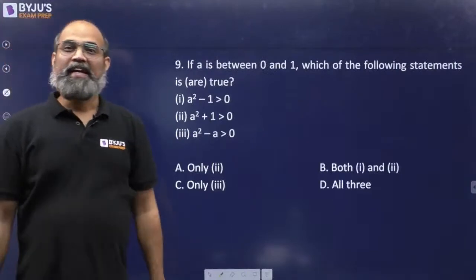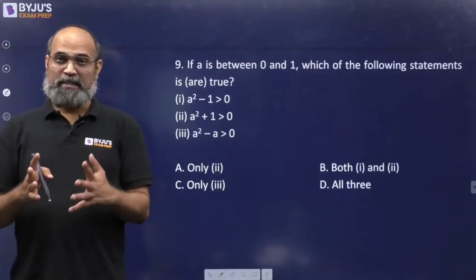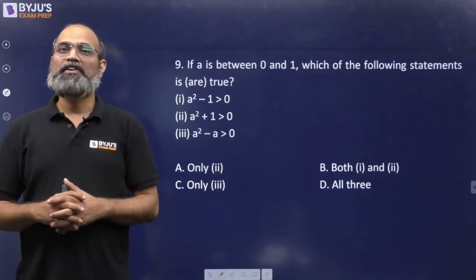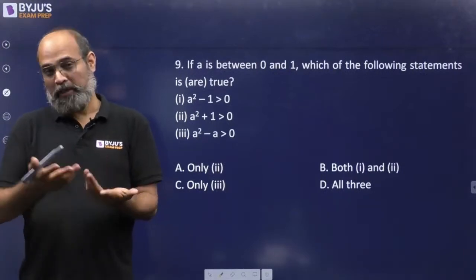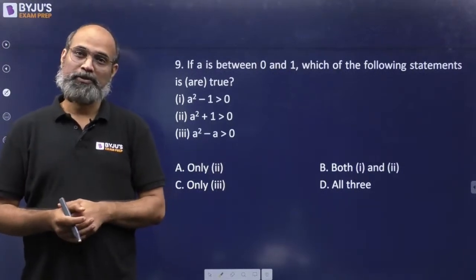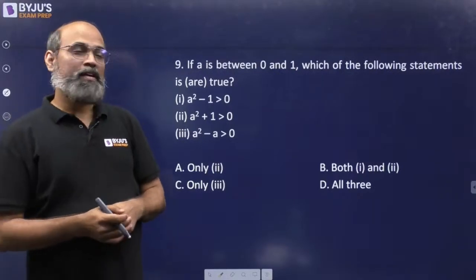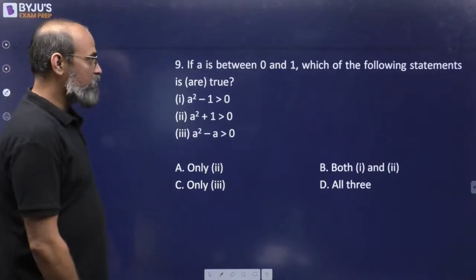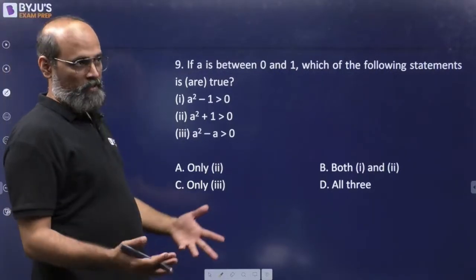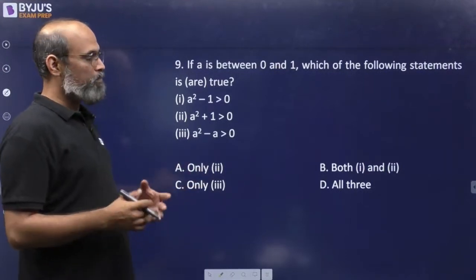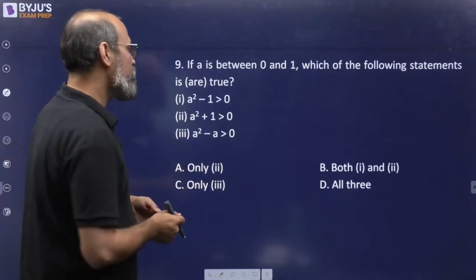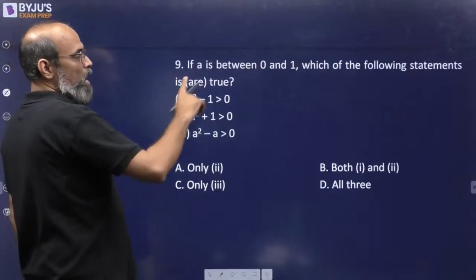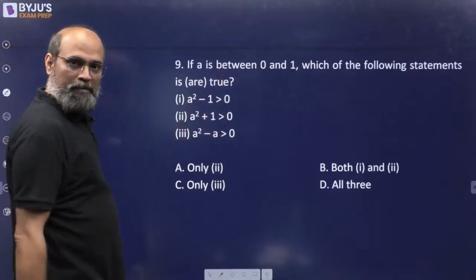Okay. Next question. If A is between 0 and 1, which of the following statements is or are true? So you can have more than one statement which is going to be true. Okay. A square minus 1 is greater than 0. A square plus 1 is greater than 0. A square minus A is greater than 0. Right? तो आप कोई भी एक वैल्यू ले लो 0 और 1 के बीच में.